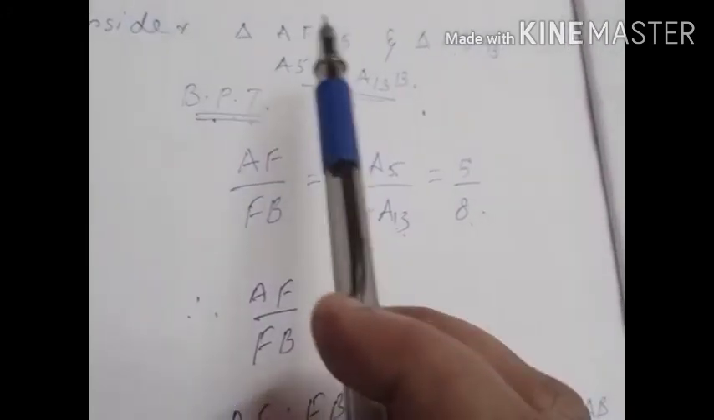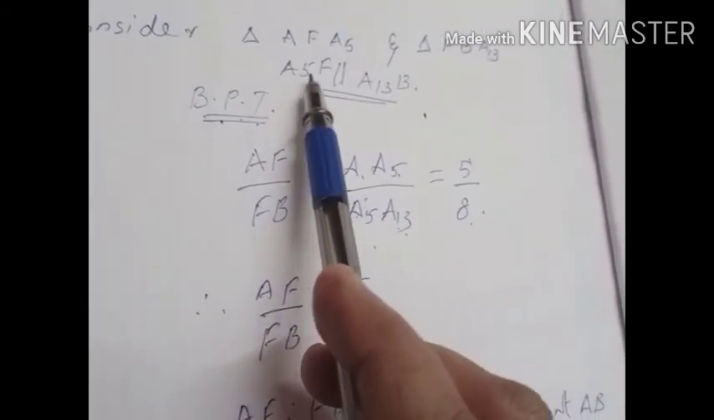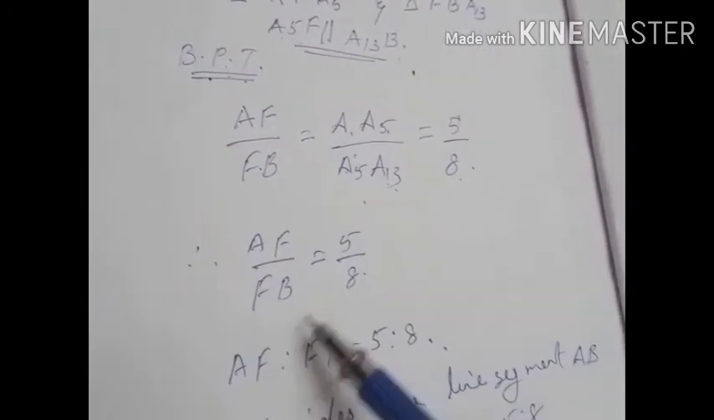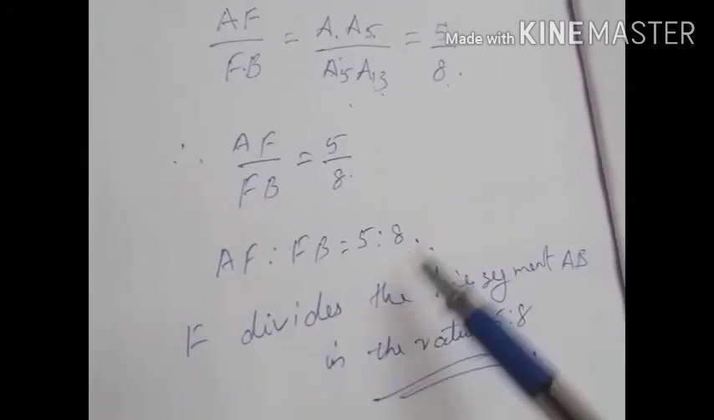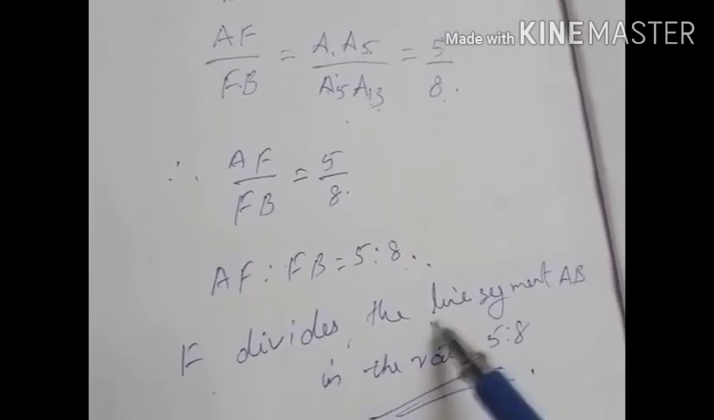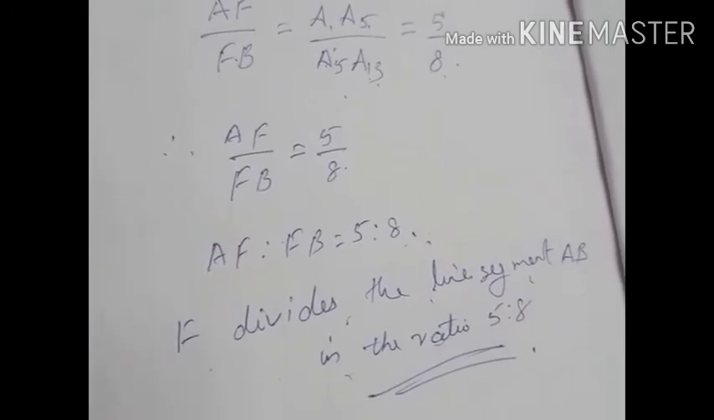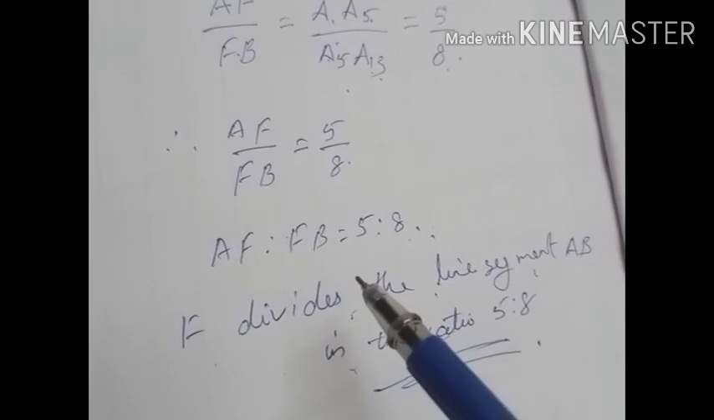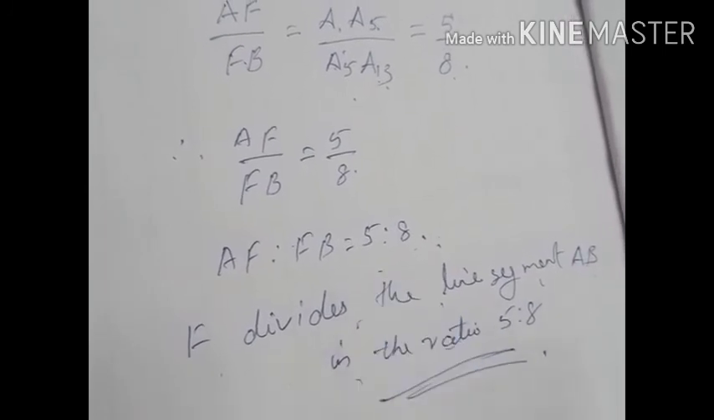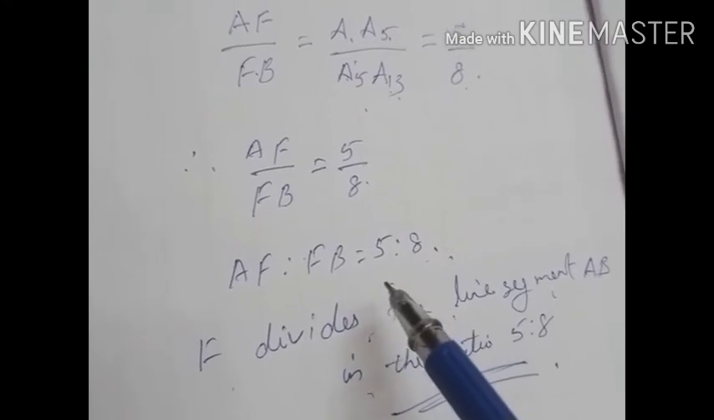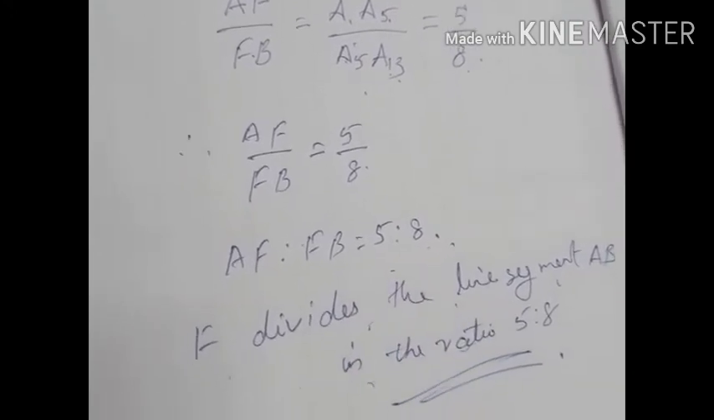So we have to take these two triangles. By construction these two lines are parallel. Then we can use BPT. Then we will get this. That means AF is to FB is 5 is to 8. So we can say that F divides the line segment AB in the ratio 5 is to 8. This is the justification. If in the question it is asked to write the justification for the construction, then only you want to write this justification. Otherwise no need to write the justification. Any one of the above methods you can use to do this type of questions.